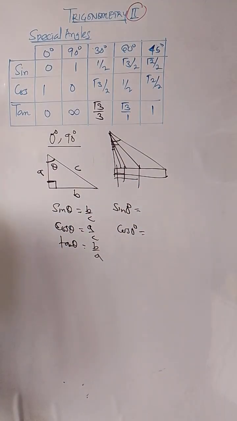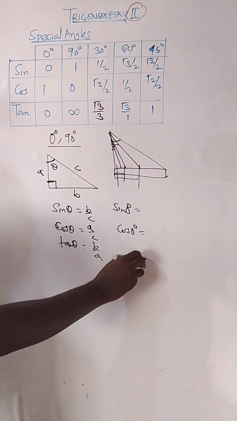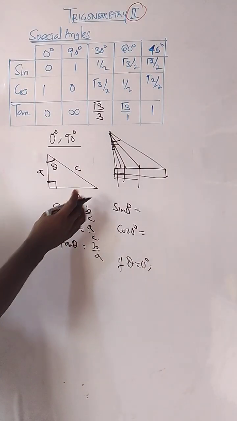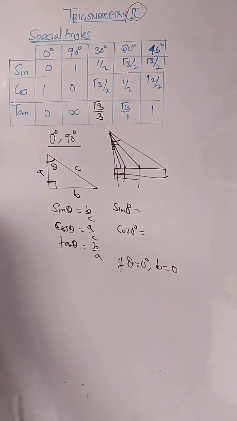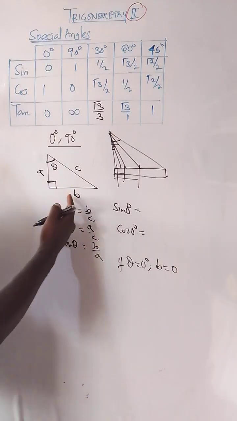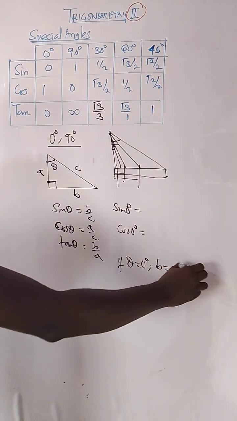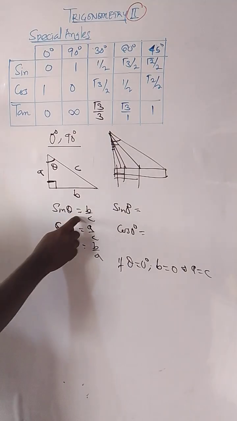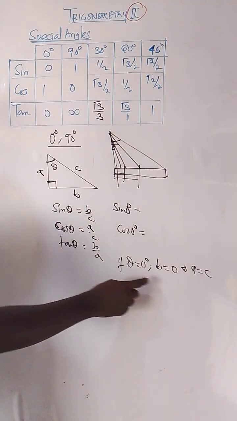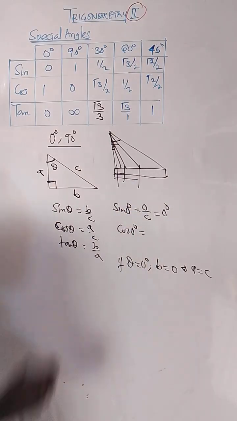So it means if theta is 0, it implies that this B will not be there again. It means B also will be 0. And in that case, if B is 0, this A and C will coincide. Then it implies that A will be equal to C. That's the condition. So sin theta is B over C. But what's our B this time around? Our B is 0. That will be 0 over C. So sin 0 is 0.